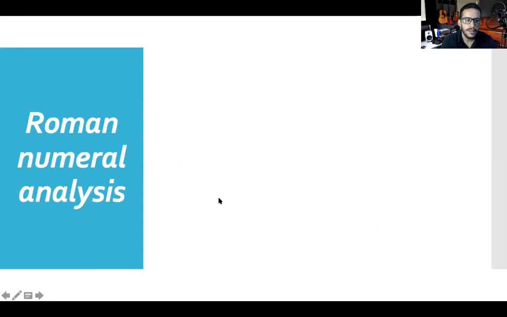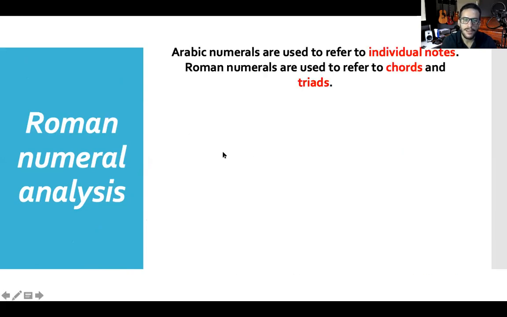Okay, so now we have the Roman numeral analysis. Now this is like a short lesson that you need, and this is this. Arabic numerals are used to refer to individual notes, and Roman numerals are used to refer to chords and triads.